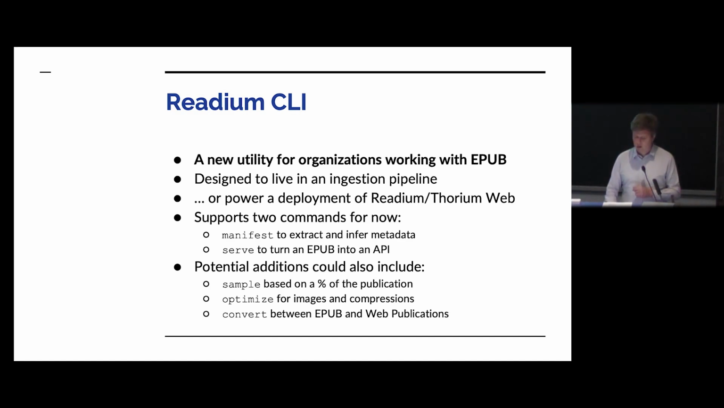So manifest allows you to extract and infer metadata. That's very useful, for example, if you want to assess the situation of your backlist. There could be a lot of accessibility metadata that you don't have in your database, but it lives in your EPUBs. So you can use it for that. And the other one, serve, is also useful for Readium and Thorium Web. We're also considering three things in the future: generating samples, optimizing files, and also converting back and forth between EPUB and web publication. So more on that next year.